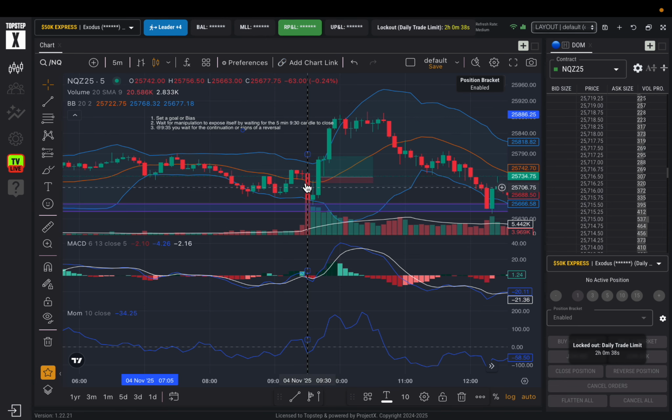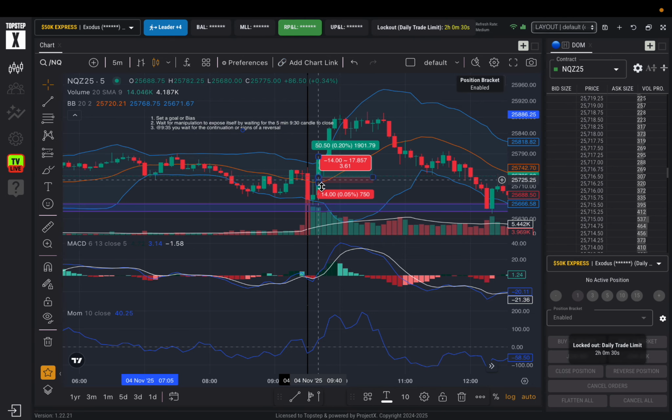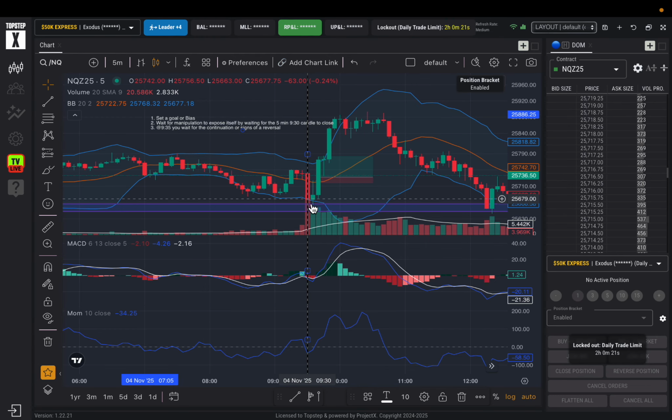So you do not enter on this candle right here on the 930 candle. You wait until it's finished. That's usually the manipulation, and you wait to see how the rest of the candles after that react. So it went straight to my liquidity zone right here, right? And then I saw kind of a holdback, like I said, a respect.